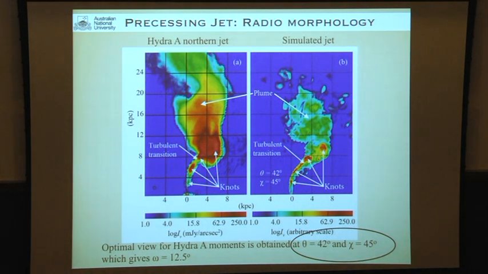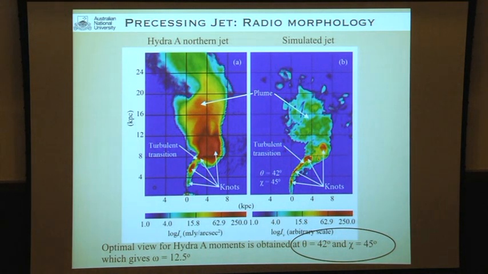On the left, we have observed Hydra A, and on the right is our simulated Hydra A. So let's see the structure developed in this simulated source. We have 3 reconfinement shocks, so 3 bright knots along the jet axis, in nearly the correct location compared with the observation. Jet flaring happens at the correct location, and the twisted jet lobe morphology is also similar to Hydra A.